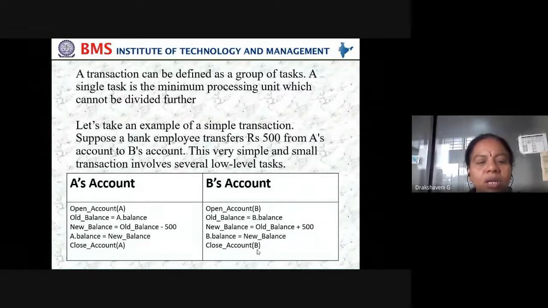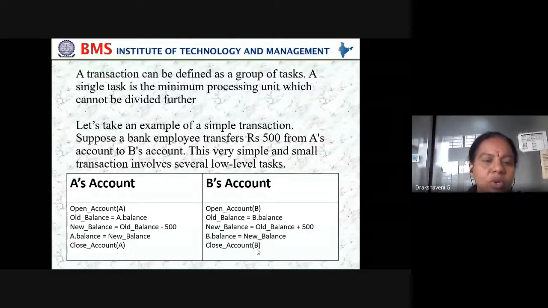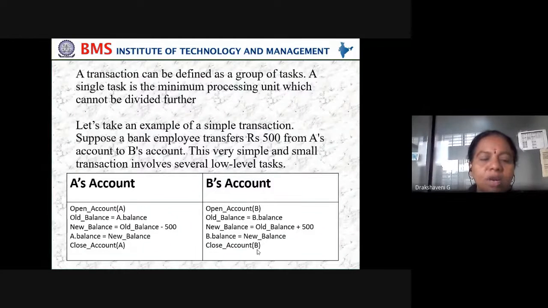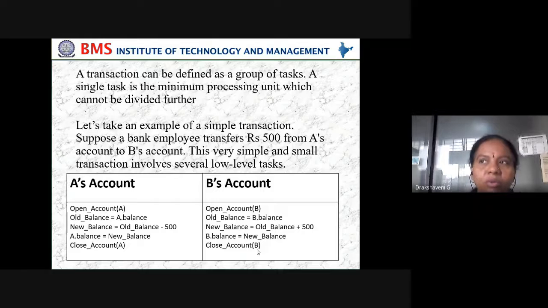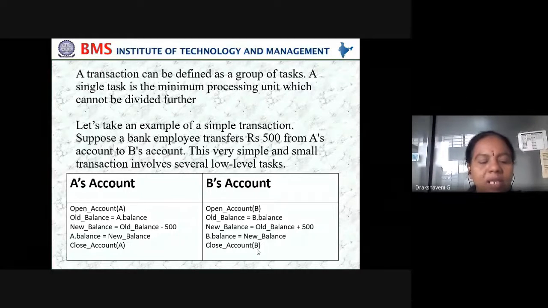So what did we do? First, open the account. I should know the account number of A. So open account and give the number, suppose like your USN number, some Allahabad Bank number, let us say 500154, something like that. Then for that account, what is the old balance? We just said it is 1000 rupees. The old balance will be from A account. So A dot balance, I'll get 1000 rupees in the variable called old balance.